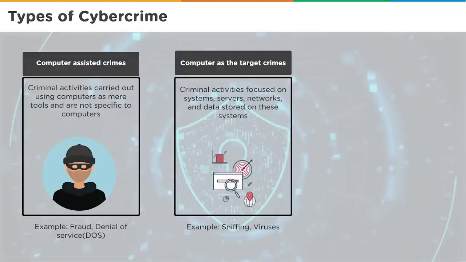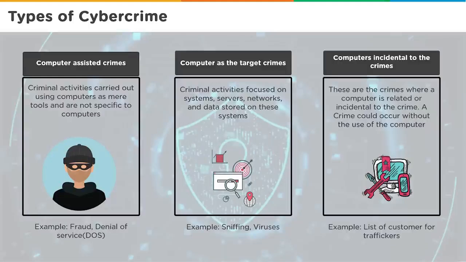The second part is where the computer itself was a target of a crime. For example, a denial of service attack, or viruses which rendered the computer useless, or sniffing of data packets on the network, thus compromising passwords and other confidential information. The third is a computer which is incidental to the crime. So, here the computer was used as a temporary measure to store some data such as child pornography or some other data which made the computer incidental to the crime.